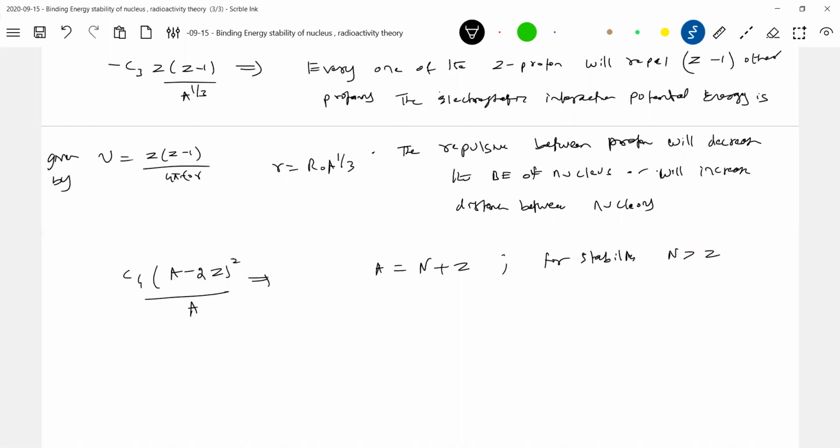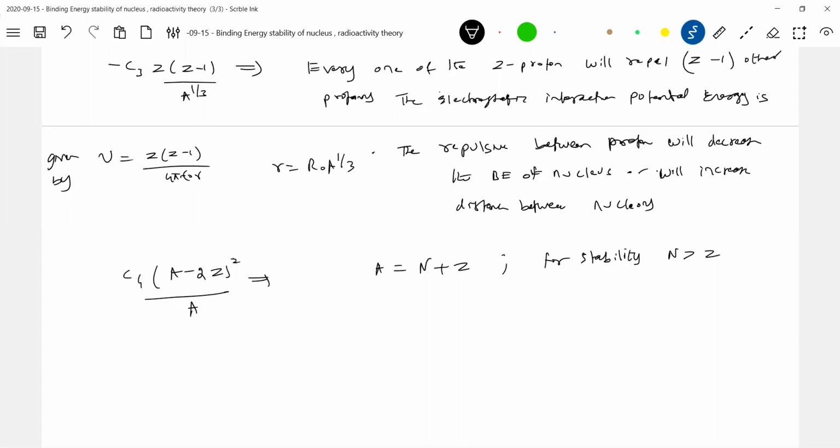What happens if N is less than Z? If more protons are there, what happens? More repulsive force will come, and it will decrease the stability. So a nucleus should try to have more neutrons than protons. So definitely, if N minus Z is greater, then you can say it is more stable.